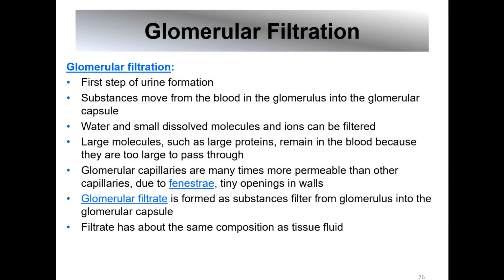So the glomerular capillaries are way more permeable than other capillaries due to fenestrae. That's a term I didn't use earlier. It comes from the Latin meaning windows. So these are basically tiny openings in the walls of the endothelium, big gaps between the endothelial cells. Those are the fenestrae, or just windows. Right? The glomerular filtrate is formed as the substances are filtered from the glomerulus into the glomerular capsule. We've covered that. All right.